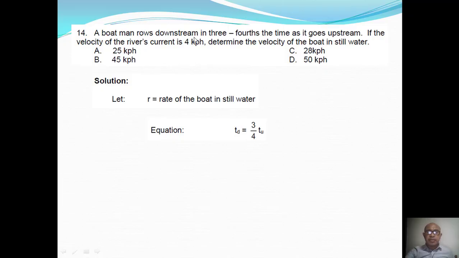So, the boatman rows downstream, so the time downstream is equal to 3/4 of the time in going back upstream. But time can be replaced by distance over rate. So, I will have here distance over R plus 4 going downstream equal to 3/4 distance over R minus 4 going upstream. The distance D will simply cancel out, and the only unknown is R. So, R is equal to 28 kilometers per hour.